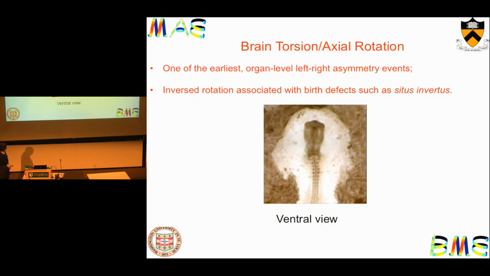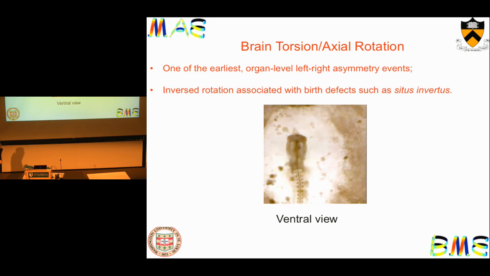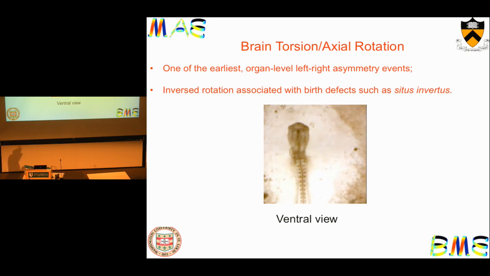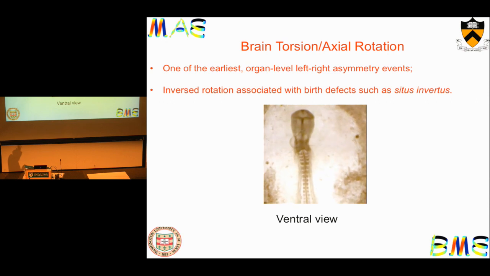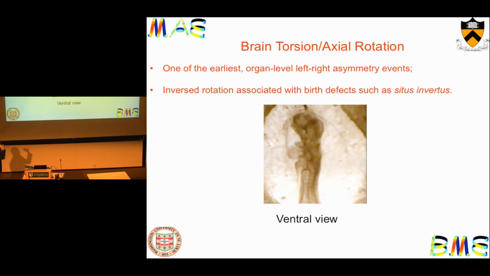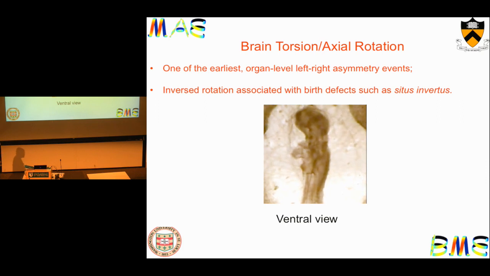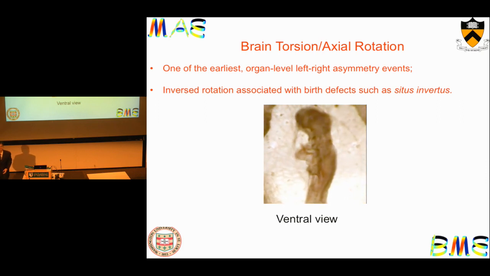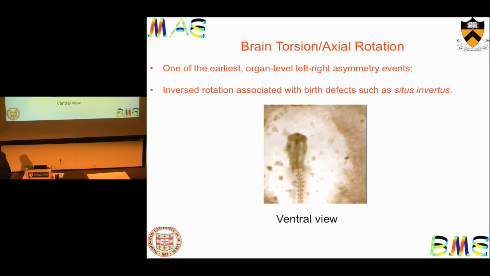Here's a movie showing you this process. We're looking at this embryo from the ventral side. You can see the heart is beating, and the brain is going to bend towards us eventually. And then it starts to twist. And it almost always twists rightward. So if you imagine I'm an embryo, I'm going to bend like that, and I'm going to twist rightward.